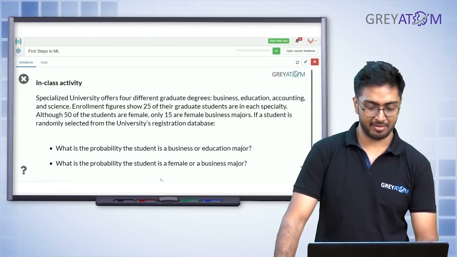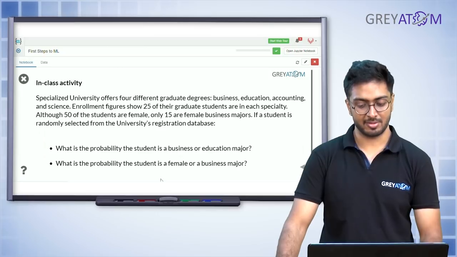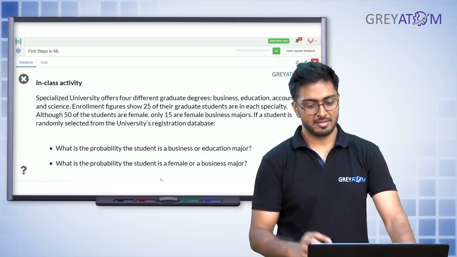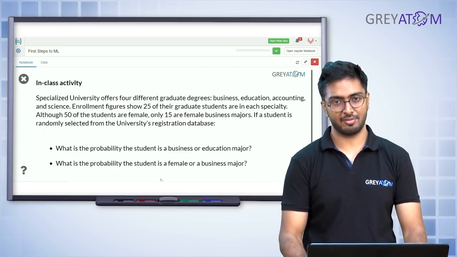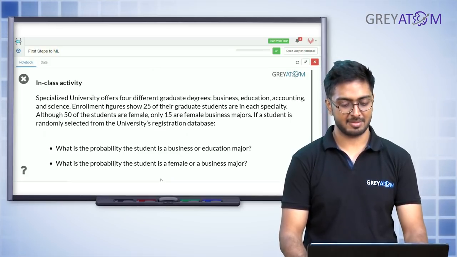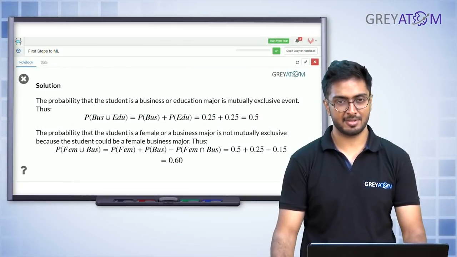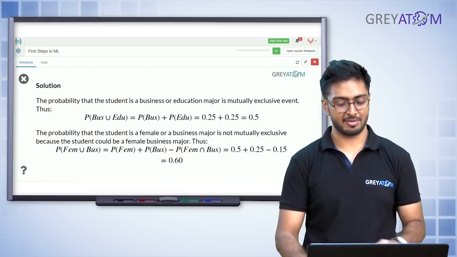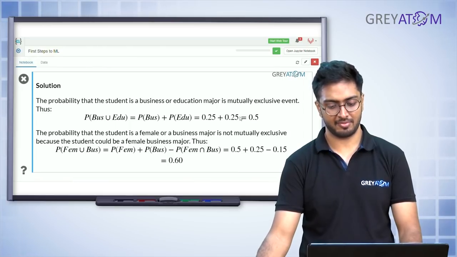So now we know the number of students who are enrolled in business as well as education. There are 25 students enrolled in business and 25 students enrolled in education, right? So what is the probability that a student is business or education? We are looking at 50 possible favorable outcomes out of 100 possible students, 25 in each of the four categories. So 50 out of 100, which is 0.25 plus 0.25, which is also the same thing. If someone is doing a major in business, obviously they cannot also major in education, so the groups are disjoint. So probability of business plus probability of education equals 0.25 plus 0.25 equals 0.5.